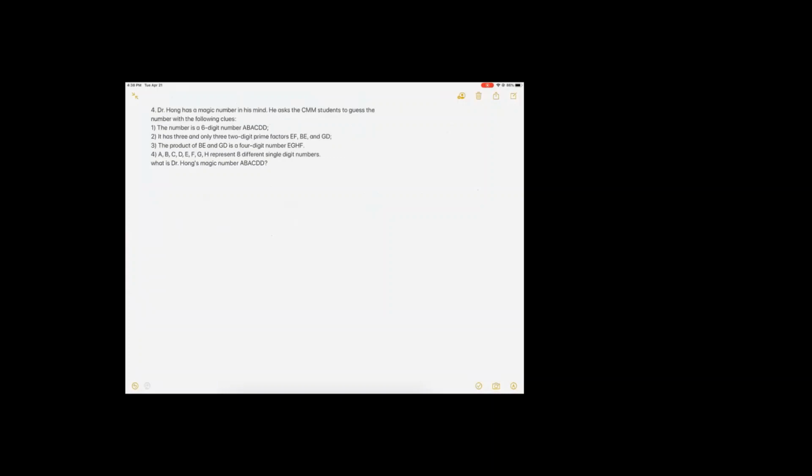Okay, so this is a magic number. You know, this is an arithmetic problem. So I have a magic number. This number is ABACDD. And this number basically has 3 prime factors. These are EF, BE, and GD. Okay, these are prime factors. And then 2 of these prime factors multiplied together, that's EGHF. Then you multiply all of them together, that's ABACDD. Then all these A, B, C, D, E, F, G, H, they are different single-digit numbers. So I ask you to guess what this magic number is.